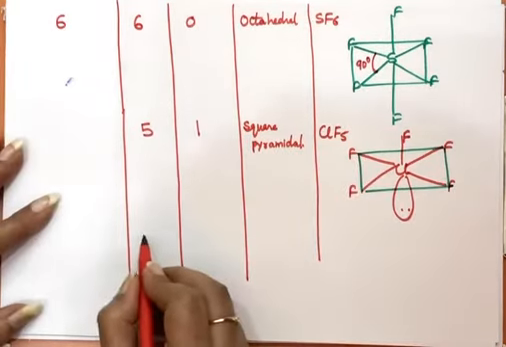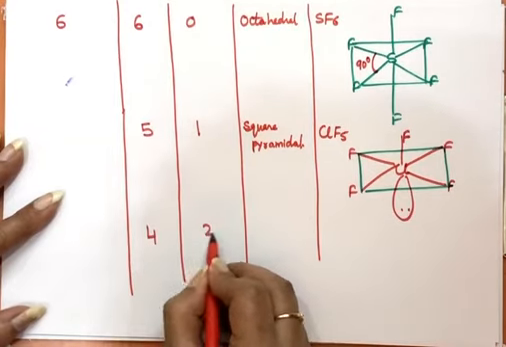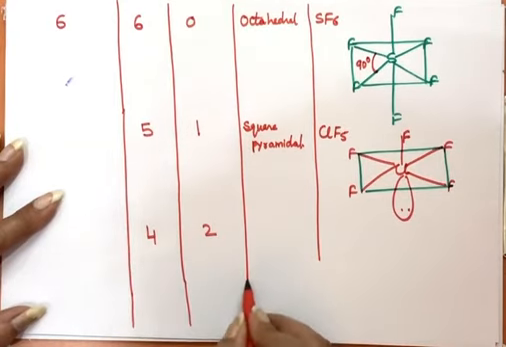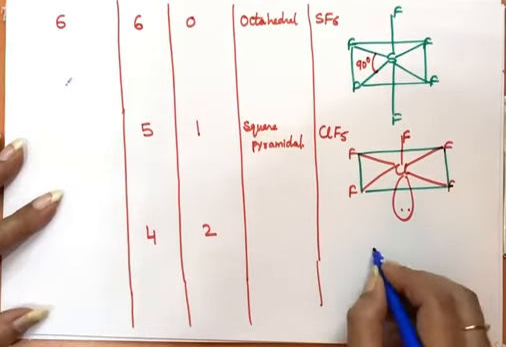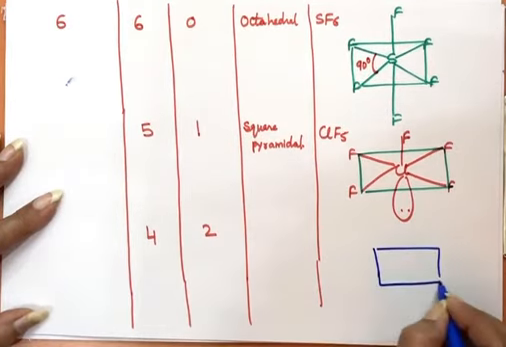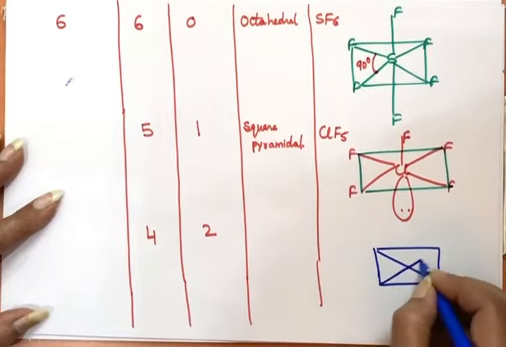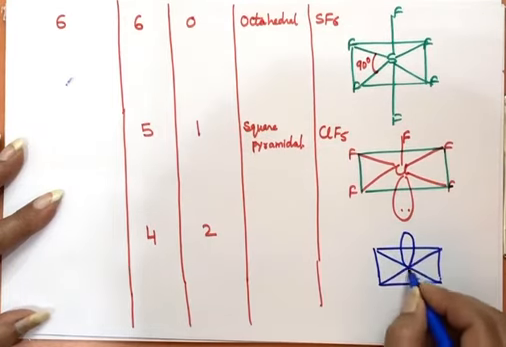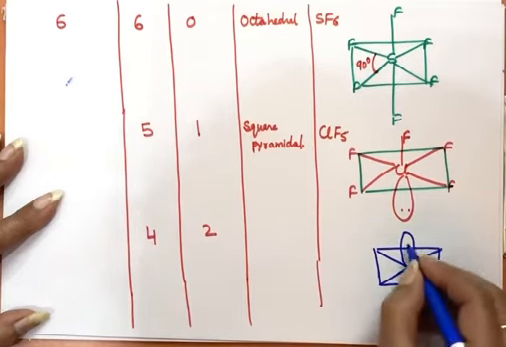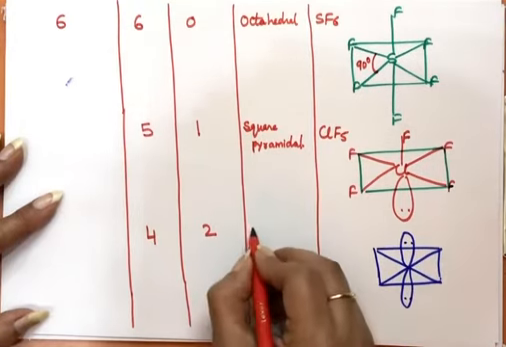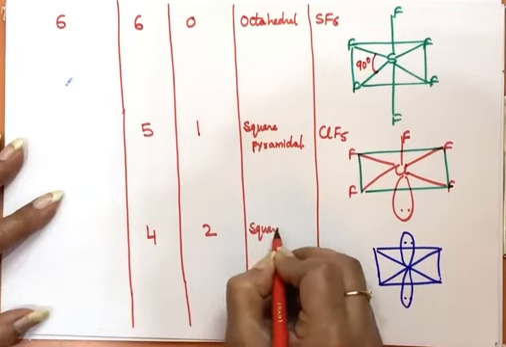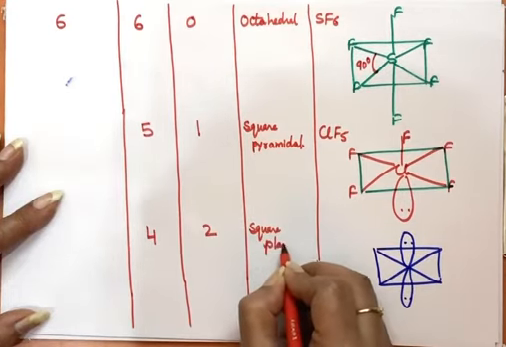Now one more possibility: there can be 4 bond pairs and 2 lone pairs also. So if 2 lone pairs are there, now we are clear that they will be only above or below the plane. So both of these will become the lone pairs. This kind of geometry is called square planar geometry.